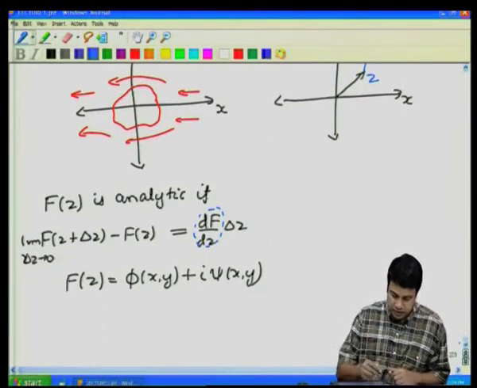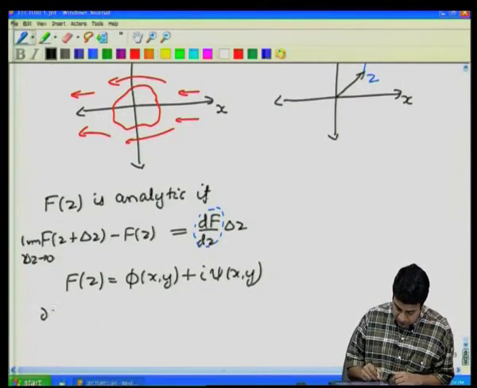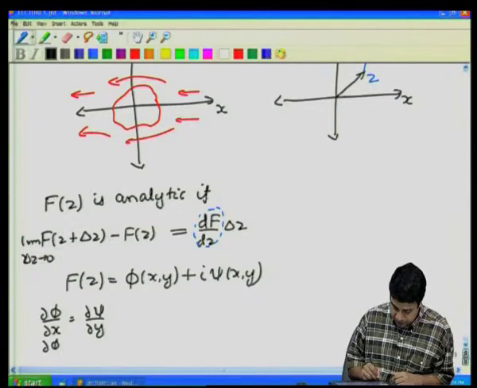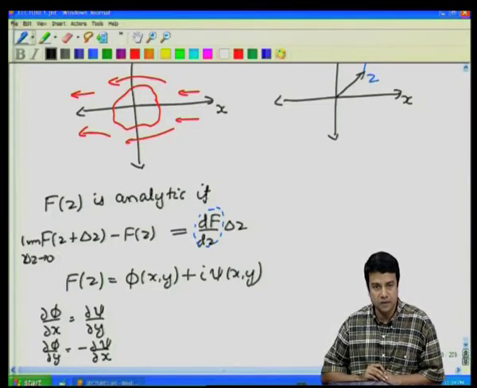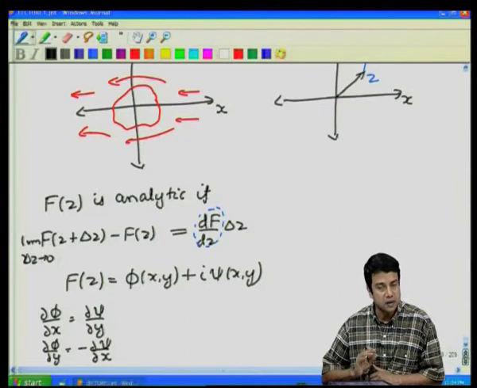The relationship is partial phi by partial x is equal to partial psi by partial y. Partial phi by partial y is equal to minus partial psi by partial x. Cauchy-Riemann conditions they are called. These conditions have to be satisfied for the partial derivatives of phi and psi if the function f is an analytic function.